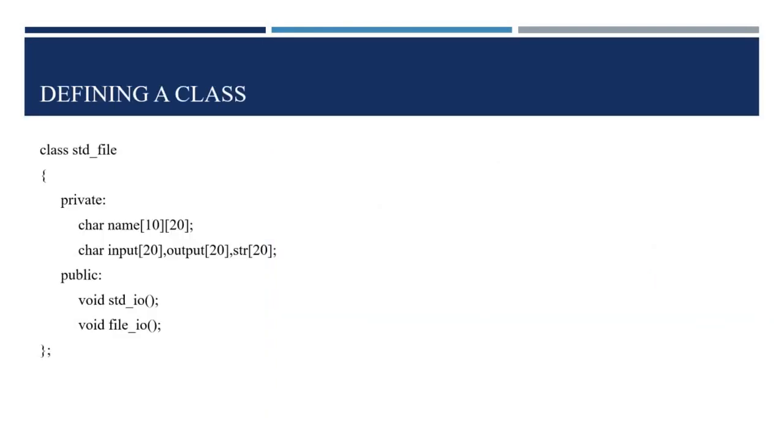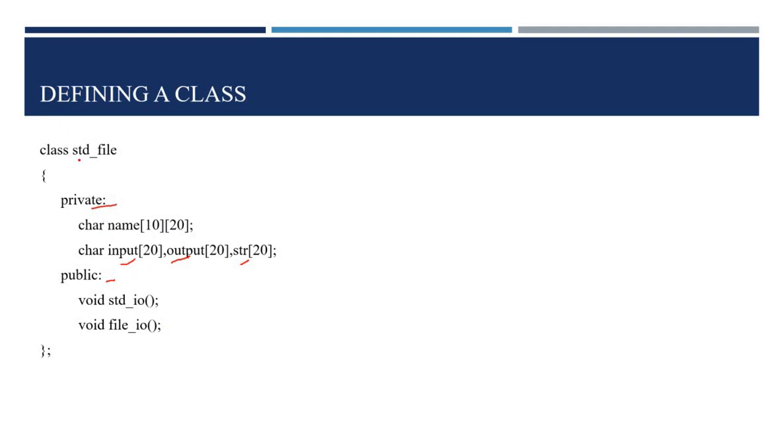This program is done in C++, where the file can be stored as program1.cpp. Here, initially we will define a class which should contain the name of the user, whatever the names, and we also need to read the input file, output file and a string. These variables are considered in private access and of type character, and for public access two functions are defined. One is standard IO, the other is file IO.